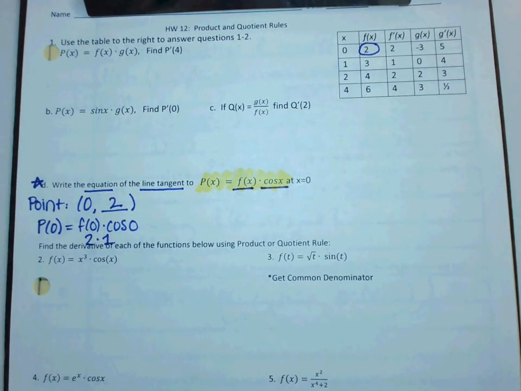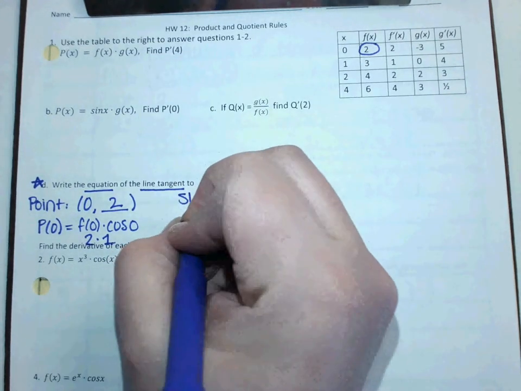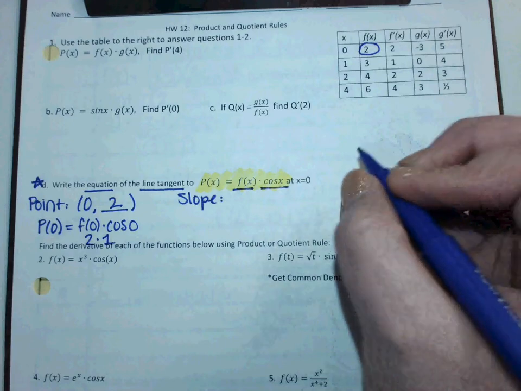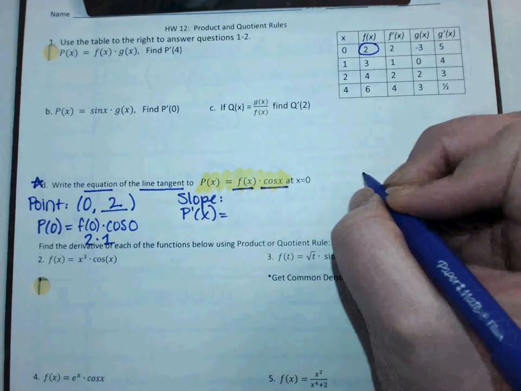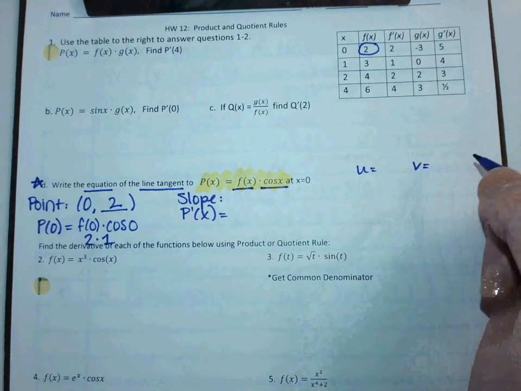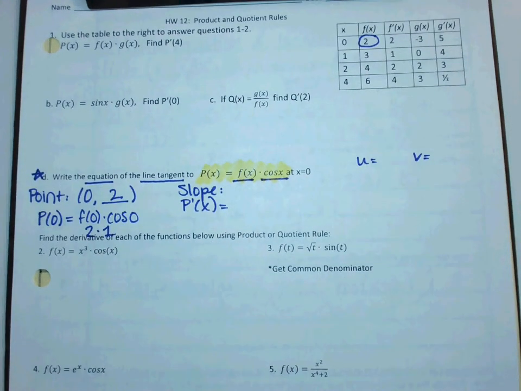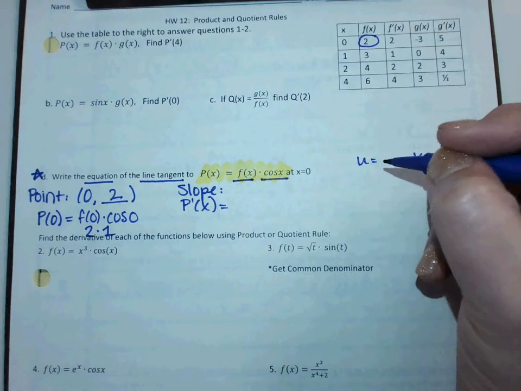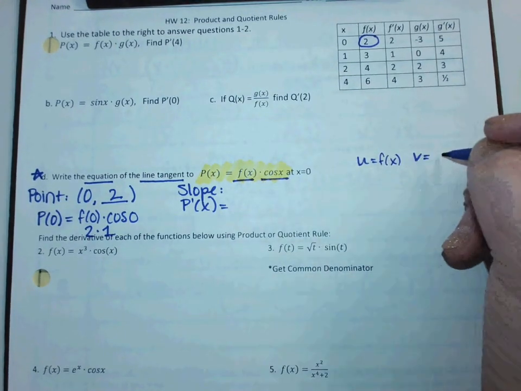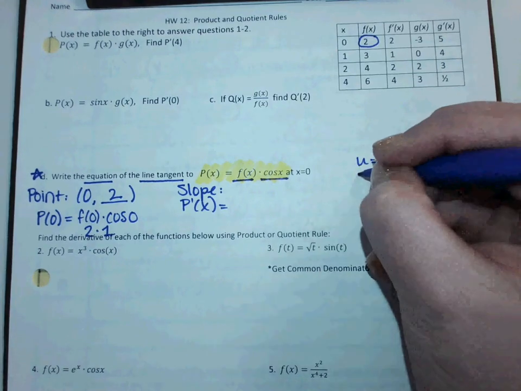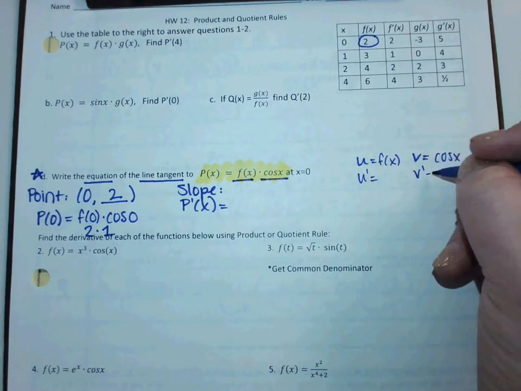In order to find slope, I need to take the derivative. So I'm going to put slope. And then I'm going to do the product rule. So P prime of X, U, V. Okay, what is the first part of my product? F of X. What's the second part? Cosine X. Okay, then find your derivatives. So U prime and V prime.